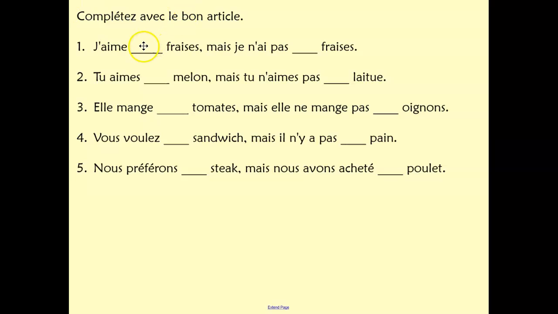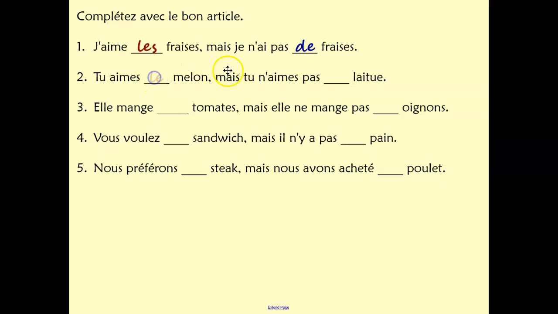So numéro 1, j'aime les fraises, mais je n'ai pas de fraises. So you have to think about the meaning with each of these sentences. Numéro 1 is saying, I like strawberries, but I do not have strawberries. We use les here because this is a preference verb, but in this case, we've changed the verb. It's no longer a preference verb, it's an action verb. And so with an action verb, normally we would use des fraises, but because it's negative, the des changes to a de. Mais je n'ai pas de fraises. So I like strawberries, but I don't have any strawberries.